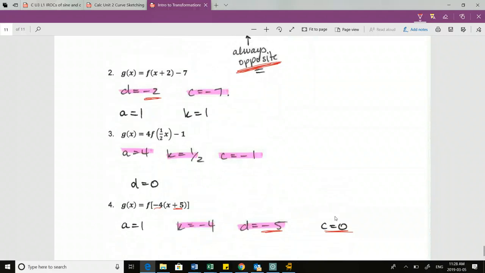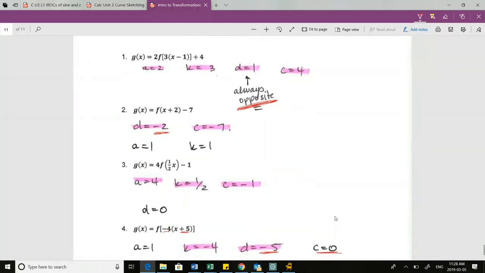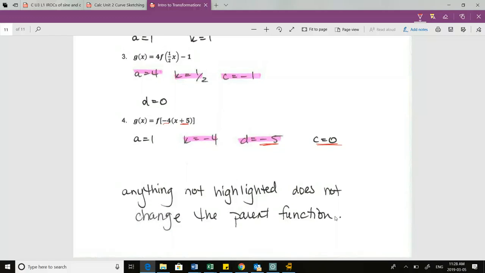Okay, any questions on this page here? We're all okay with this stuff? Anything highlighted does change. So anything not highlighted doesn't change the parent function. But if it is highlighted, it will change the parent function. Okay, so I will post this on Edsby. If you need to go back and look at anything, you can.